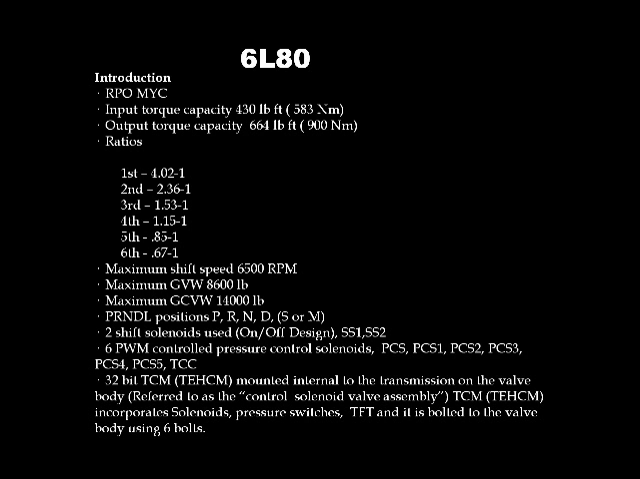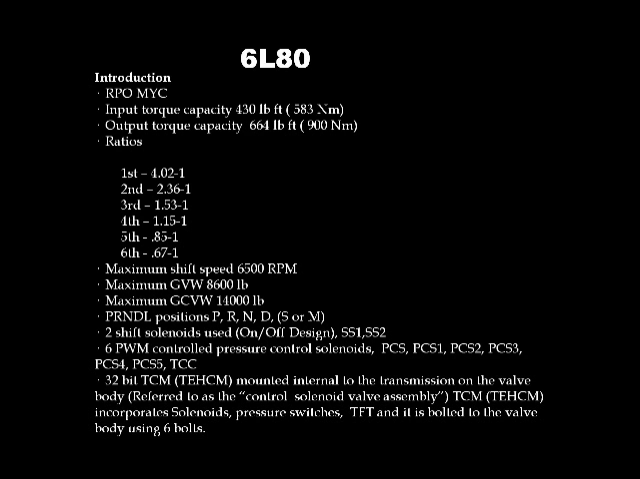You've got 6 pulse width modulated solenoids, PCS 1, 2, 3, 4, 5, and the torque converter clutch, and your regular line pressure control solenoid. Those solenoids not only control your pressures, but they also control which shifts you actually get.